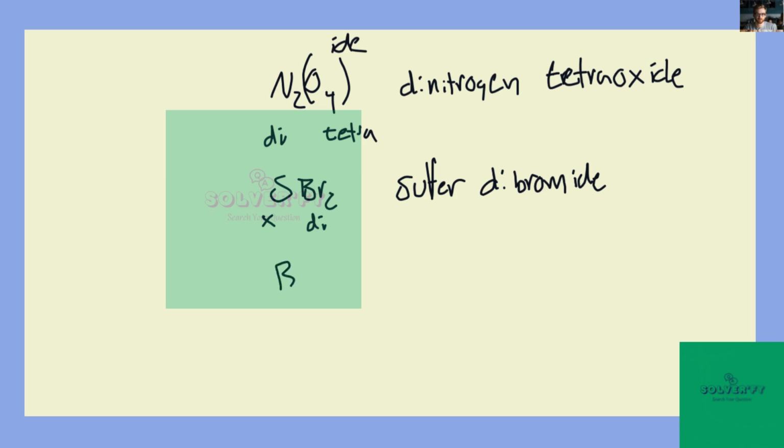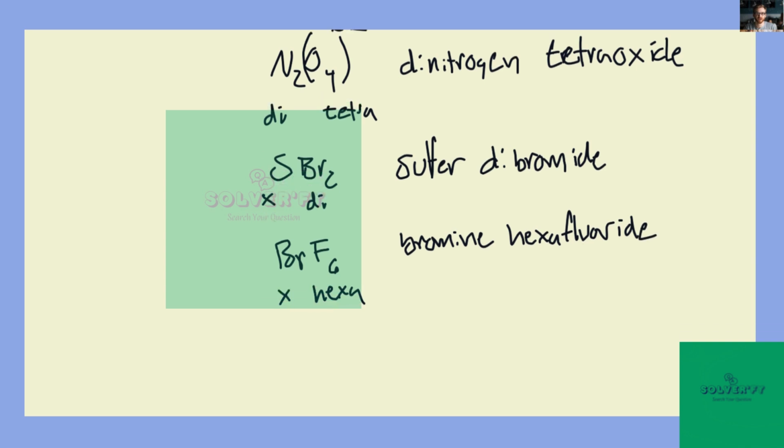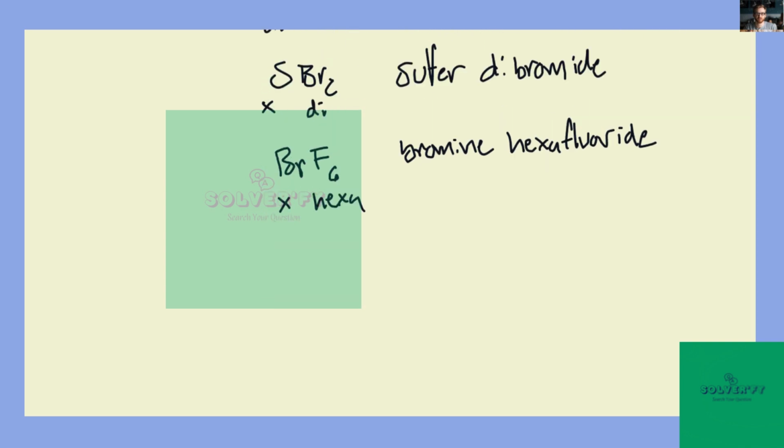Okay, next we have BrF6. No prefix on bromine, and 6 for the fluorine. 6 is hexa. So this would simply be bromine hexa-fluor, and then we end it in ide rather than ene. Bromine hexafluoride.